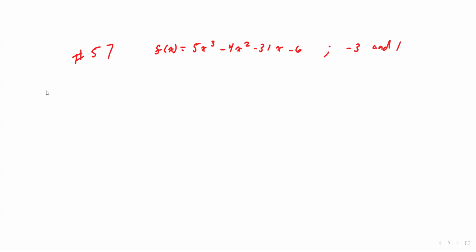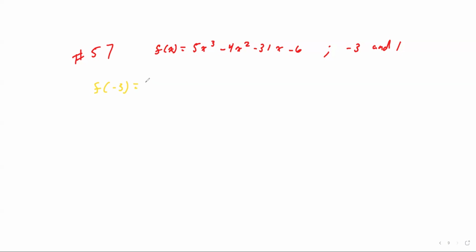So basically, all you have to do here is determine what is f of -3. If I plug in -3 and 1 and I get different signs, then I know there's a C in which f of C will equal 0. And again, that's all it's asking. Use the intermediate value theorem to show that each of the following polynomials has a real zero in between.